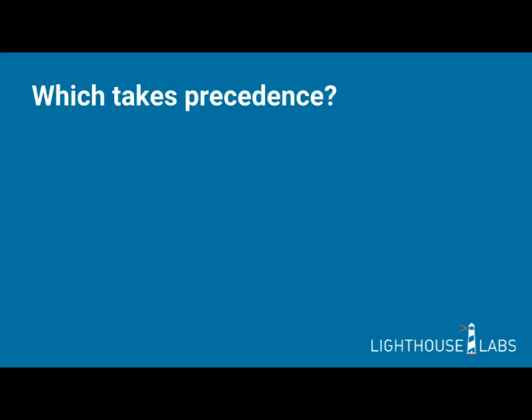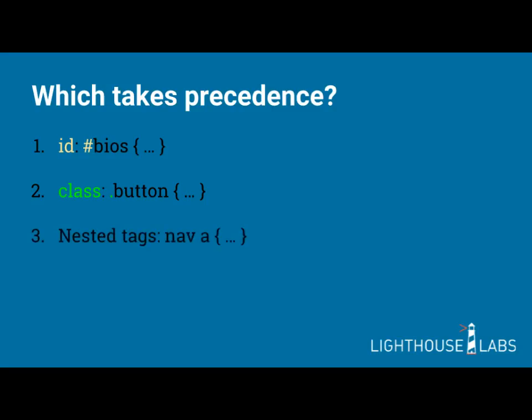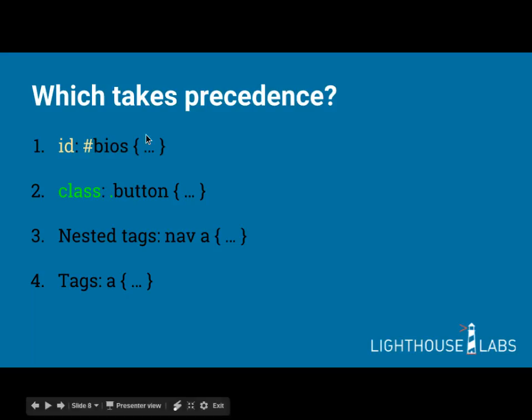For example, which takes precedence? Now, just knowing what I said, that the class is like the car, the ID is like the license plate, which one gets the styles applied first? Just a guess. ID. When you're talking, the more specific you get, the more precedence, the more priority that style takes. So ID would be the top. Class becomes the second one. Nested tags, that's the third. And then just tags by themselves, from the most specific to the most general.